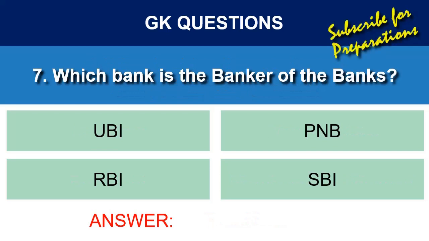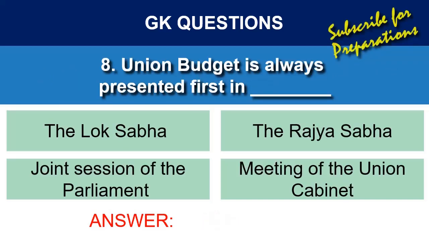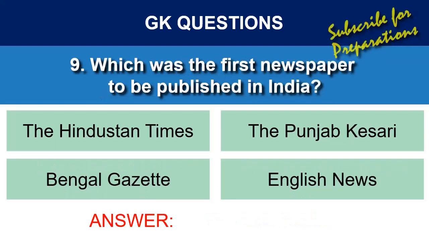Which bank is the banker of the banks? RBI. Union budget is always presented first in the Lok Sabha. Which was the first newspaper to be published in India? Bengal Gazette.